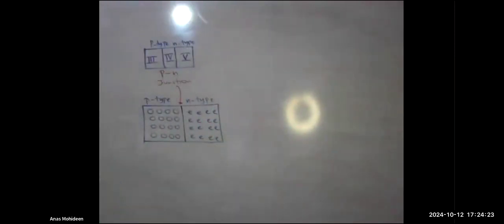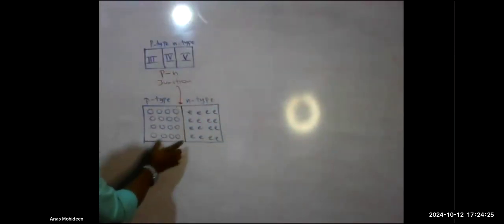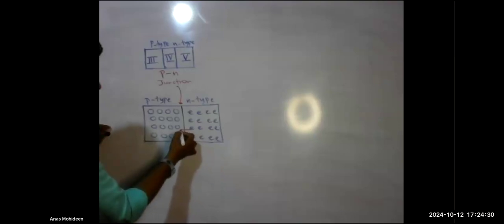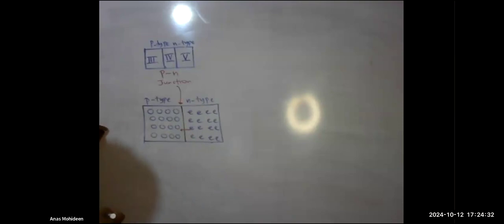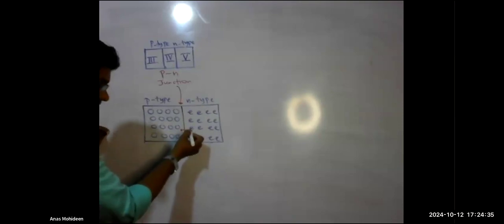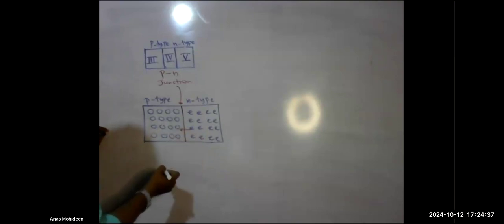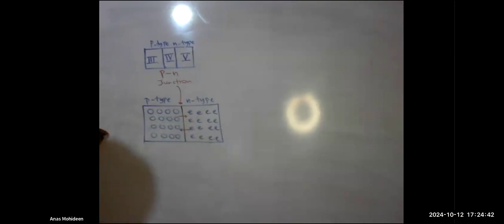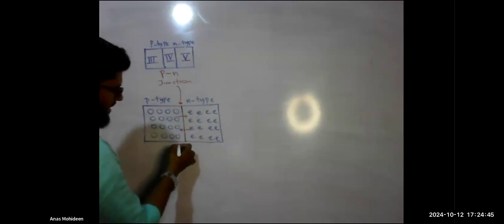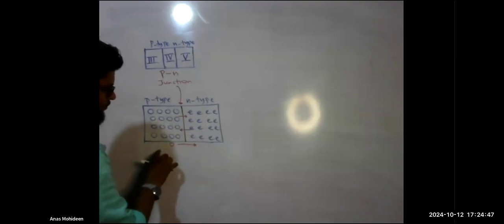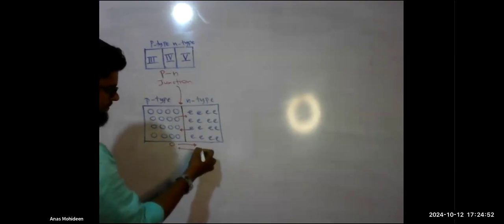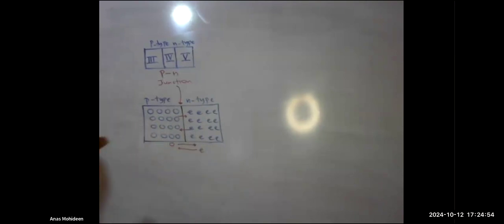Now the point is, I told you, particles can move from high concentration to low concentration. Free electrons are more here, so free electrons try to move to the positive side, while the holes try to move to the negative side. So there will be a sort of diffusion happening. Holes move from p type to n type. Electrons move from n type to p type, but not everyone.